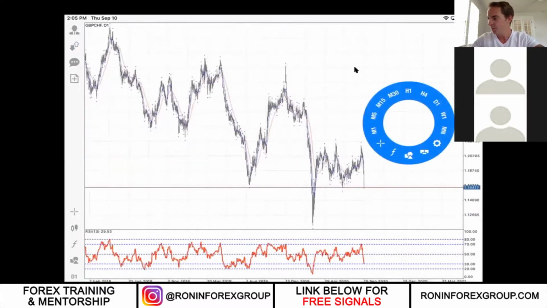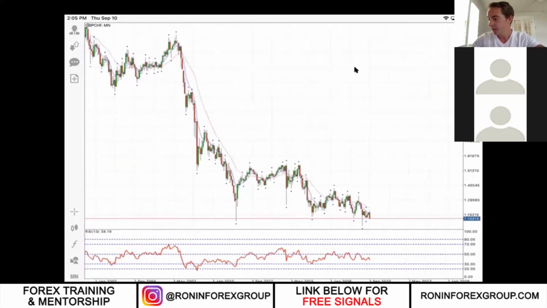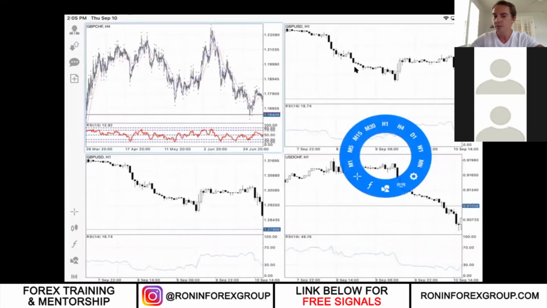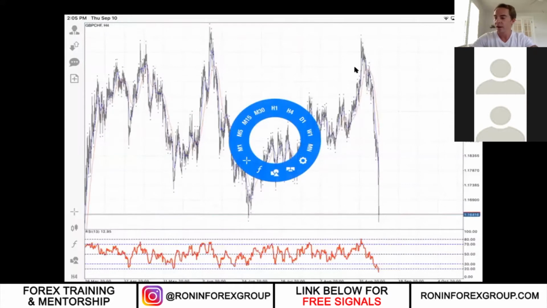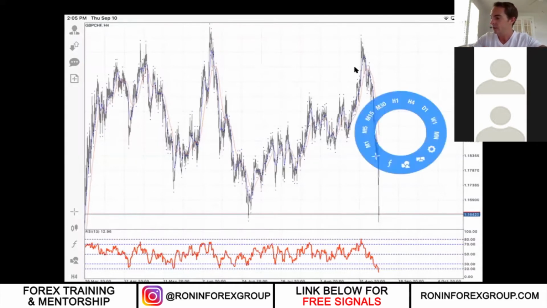But, like here in pound Swiss, for example, we just made a new low here. I think this will potentially be, let me put it this way, I think it could be a fake out move here, right? Regardless of if it is or not, we're still here at new lows.